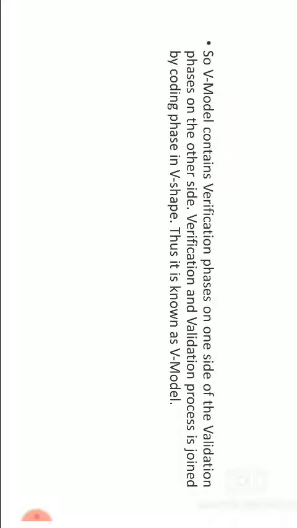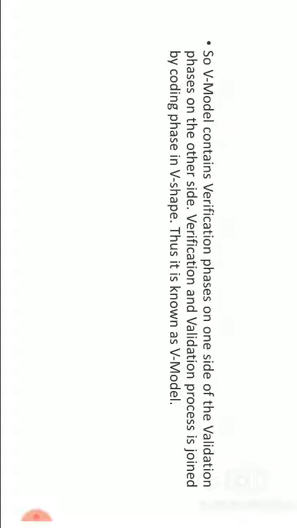Next, the V model contains the verification phases on one side and the validation phases on the other side. That means nothing but one side validation and the other side verification. The V model contains the verification phases on one side and the validation phases on the other side.